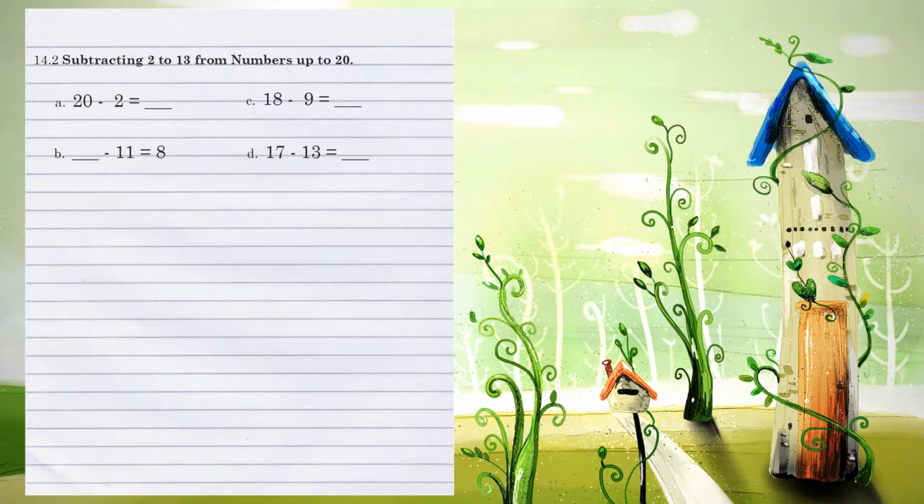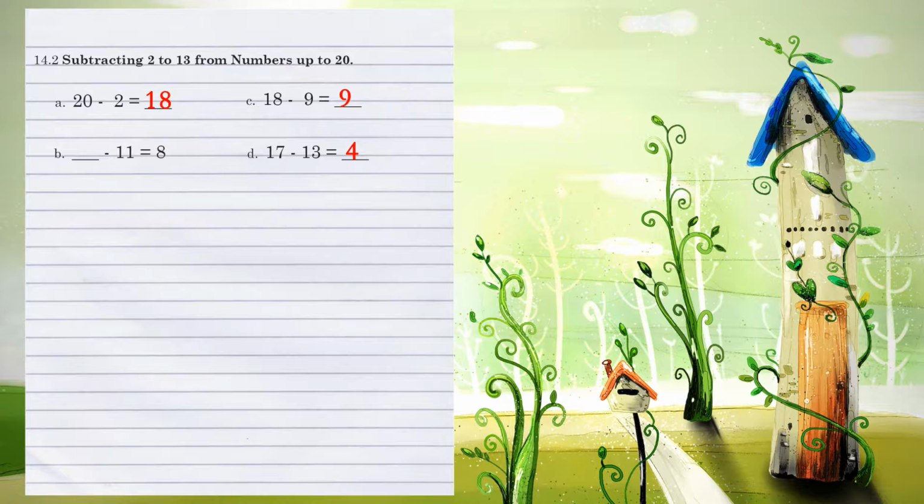Unit 14.2, subtracting 2 to 13 from numbers up to 20. Example A, 20 minus 2. Because we're subtracting such a small number, let's just mental math this and count backwards. 19, 18. So 20 minus 2 is 18.